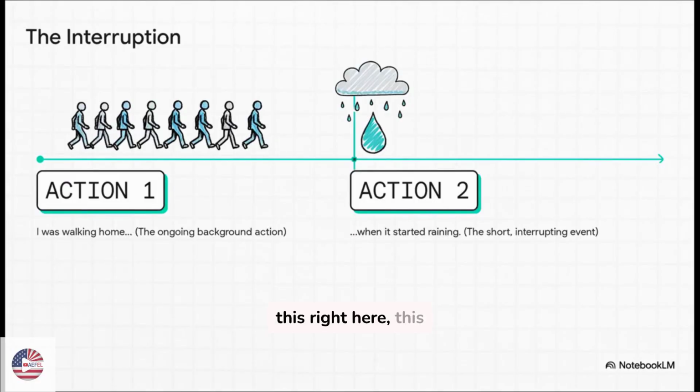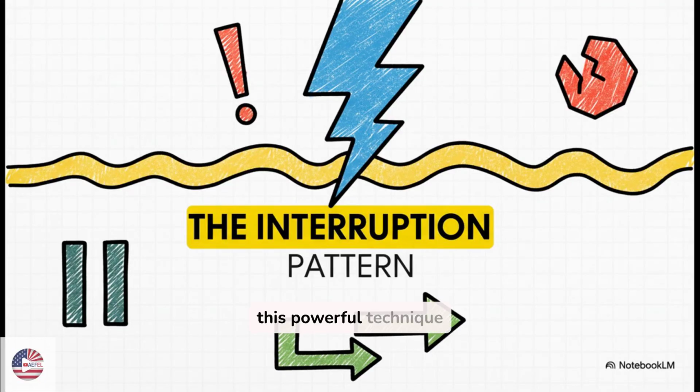And this right here, this visual, is the big aha moment. You see that long continuous bar? That's your video clip, I was walking home. It's the ongoing background action. And that single little dot that pops up on the line? That's the snapshot, when it started raining. A new event just interrupted the flow. Let's give this powerful technique a name so it's easy to remember. We'll just call it the interruption pattern.